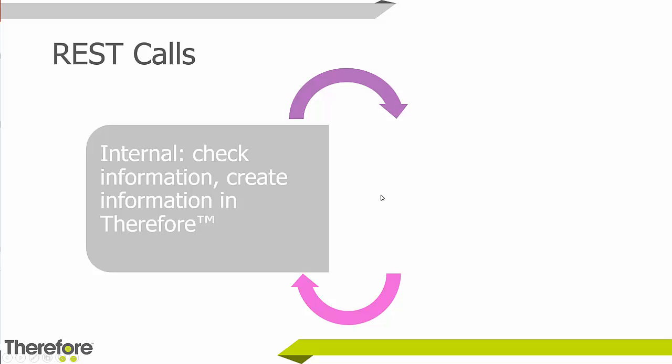So when we talk about REST calls, there are broadly speaking two different types of interactions we could do with the REST call. On one hand, we could do an internal REST call where we could check information or create information in Therefore. So we're using REST to talk to Therefore to allow different components within Therefore, or different information in Therefore, to flow more freely than it would otherwise. I'll be showing you a couple of internal REST calls that we use using web services.